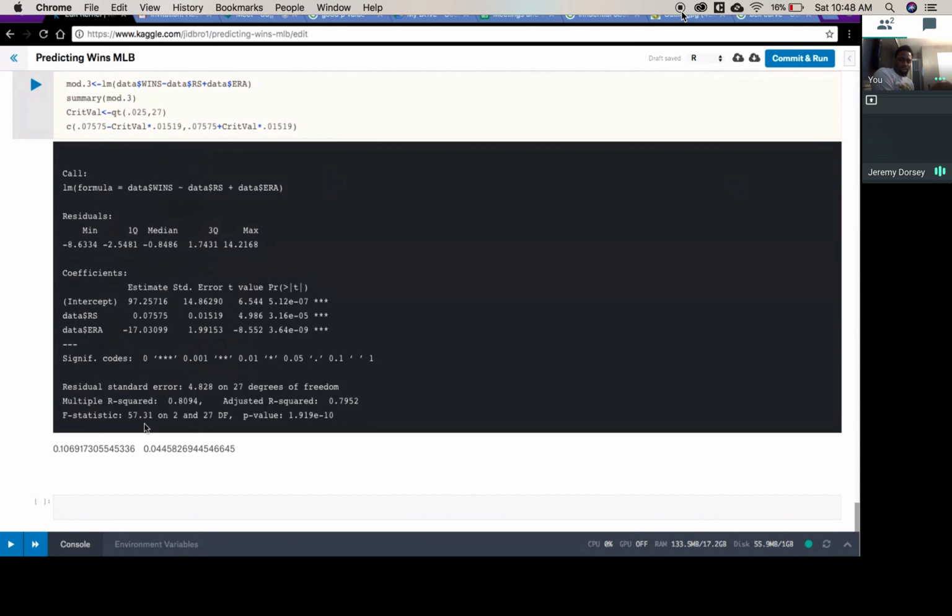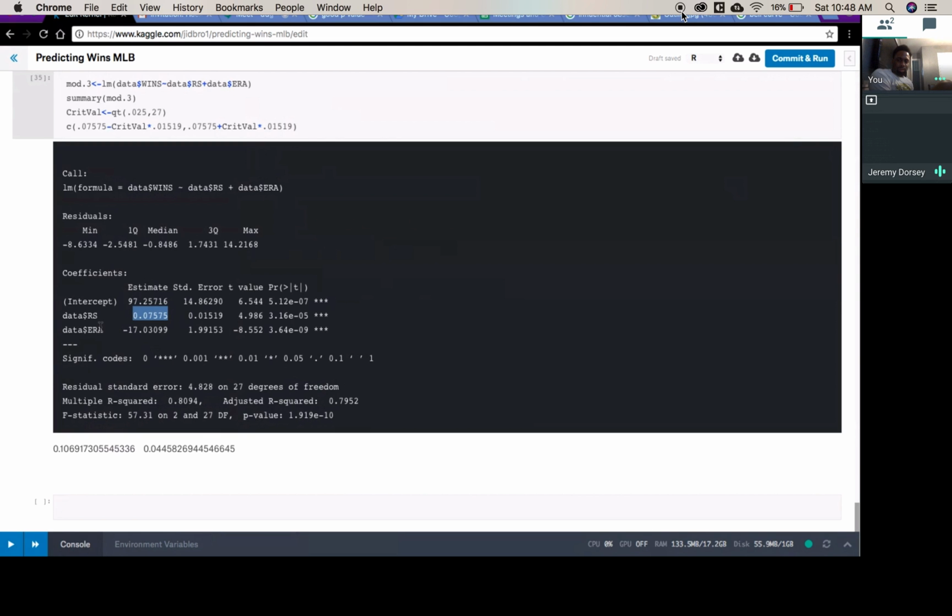I didn't ask the code to spit it out specifically. I just stored it as the object crit val, and then plugged it right into the confidence interval formula. Okay, cool. And then the confidence, we got 0.16. Yeah, so the confidence interval ranges from 0.044 to 0.1. And then you can see that our slope parameter does lie within that.